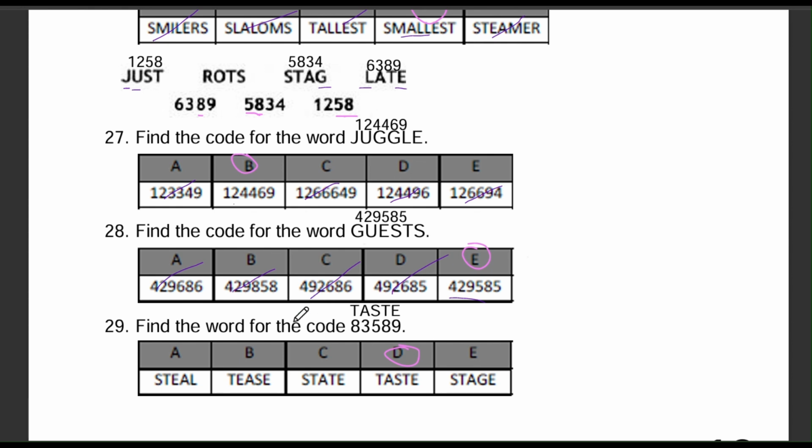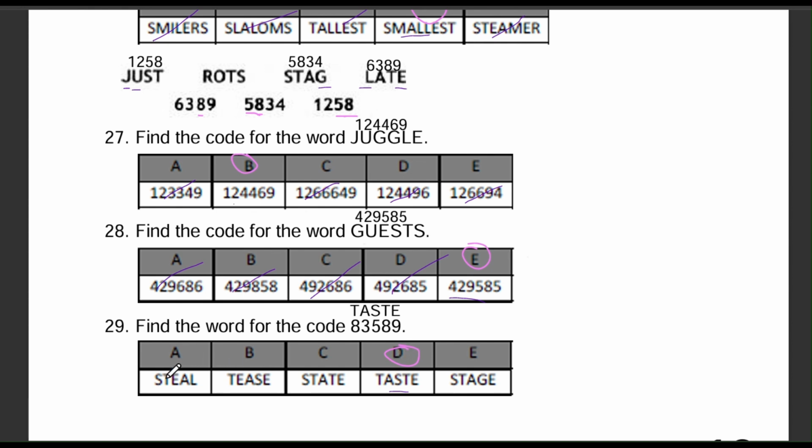Question 29. Find the word for the code 83589. Our options are A, steal, B, tease, C, steak, D, taste, E, stage. The correct answer is D. All right, let's decode this. Using the final key, 8 is T, 3 is A, 5 is S, 8 is T again, and 9 is E. That spells T-A-S-T-E, which is taste.